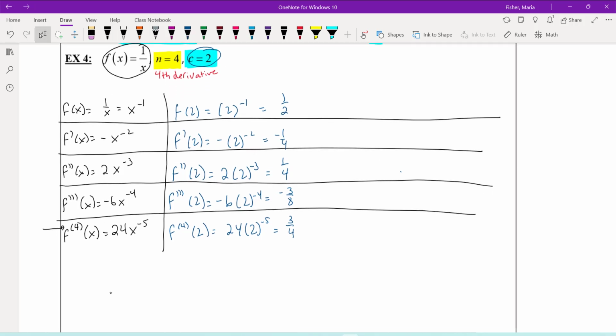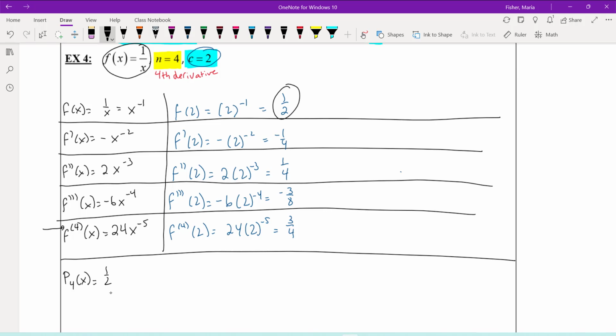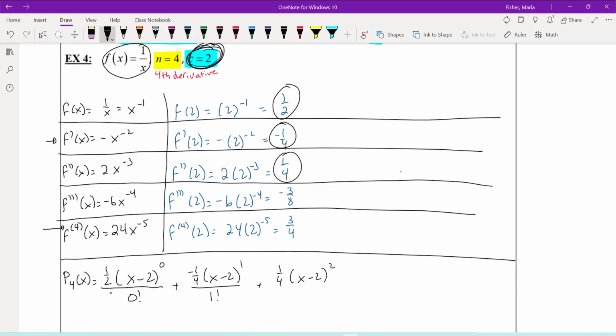Now let's build that fourth degree polynomial. We know that p sub 4 of x is going to equal 1/2 times x minus 2, because we're centered at 2, raised to the 0 power, because that's the 0th derivative. That's strange to say, so your function, you haven't taken the derivative, so we call it the 0 derivative, all over 0 factorial, plus negative 1/4. X minus 2, because again, that's where you're centered, raised to the first, all over 1 factorial, because that's your first derivative, plus 1/4. X minus 2 squared, all over 2 factorial, again, because that's your second derivative.